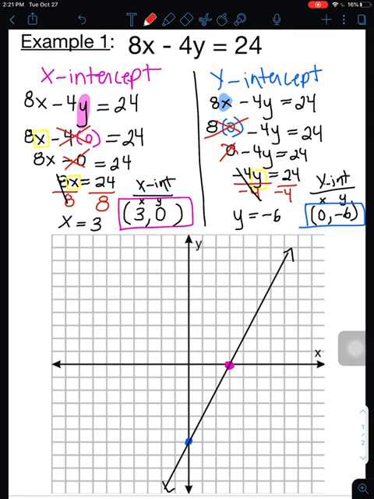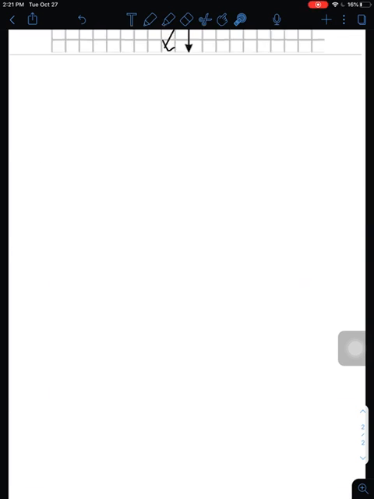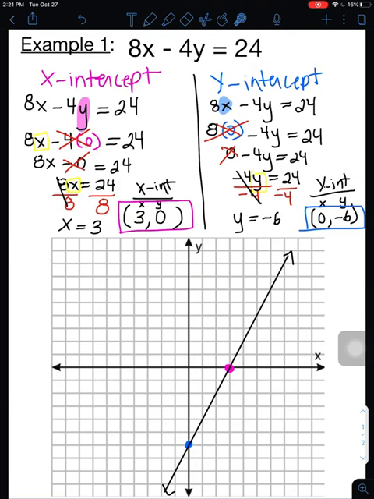All right, so at this time, you can pause the video and take some notes down. Remember, we're finding our x-intercept and our y-intercept. And then I'm gonna go into example number 2. Oh wait, never mind. It was just one example.